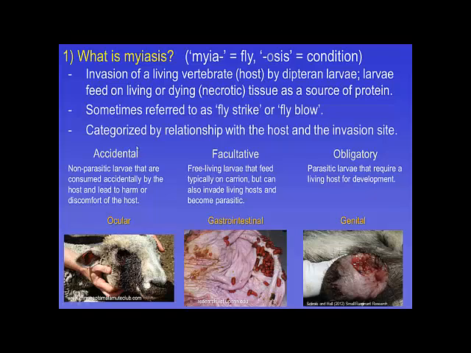Now, in regards to invasion site, myiasis can be categorized by which organ or tissue is primarily affected by the larvae. So here are some examples below. This is an image we've seen previously, but this would be characterized as an ocular myiasis in which the eye socket is infected, a gastrointestinal myiasis in which we have larvae that are living in the gastrointestinal tract, or in this case the stomach. And then another example would be a genital myiasis, in which the fly larvae are living in the genitals of the animal.